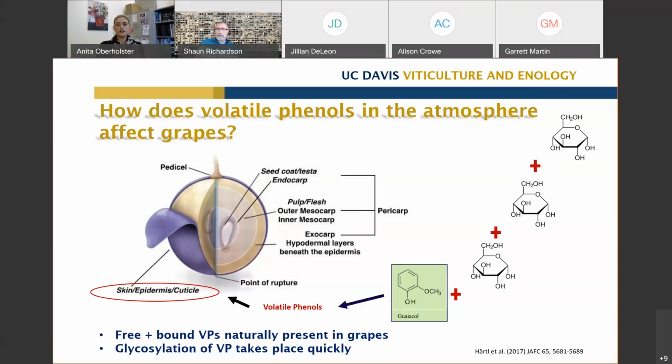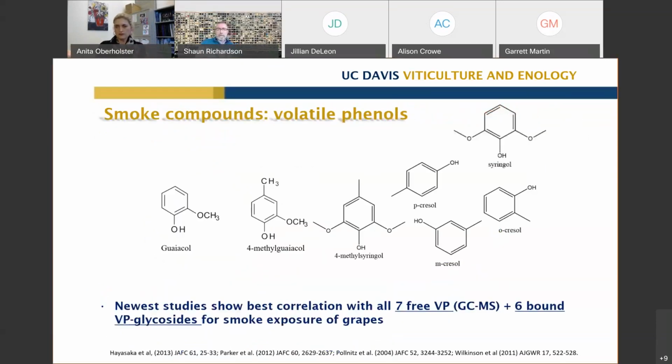Then there's a range of different sugars that can be attached in different combinations. So you can think this is a very, very complex issue. So this is the range of volatile phenols most researchers would analyze. Many of us analyze even more, but these 7 have been shown by the Australians to correlate pretty well with smoke taint characters in the wines.